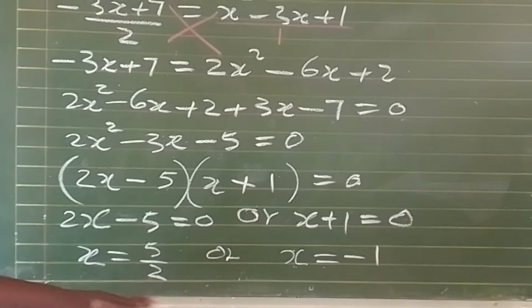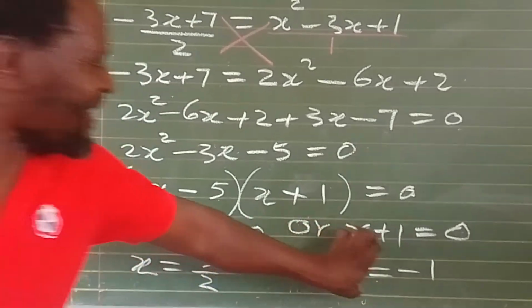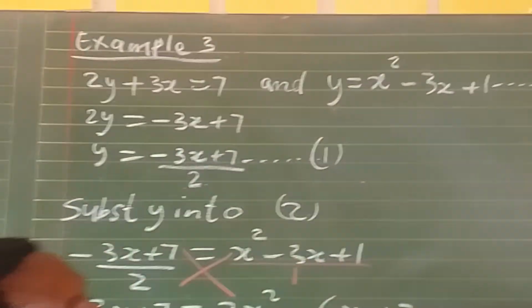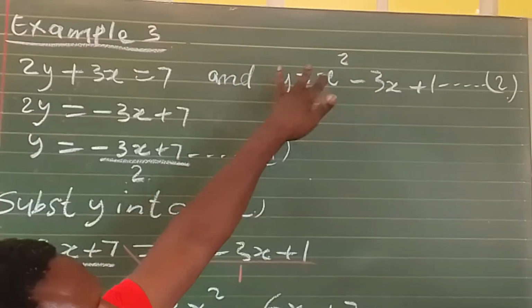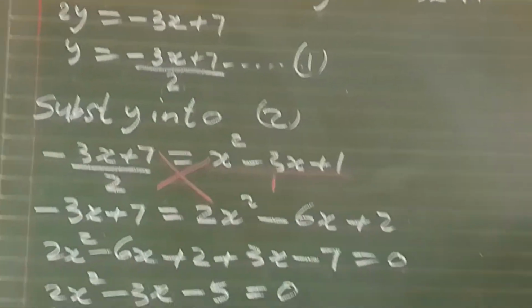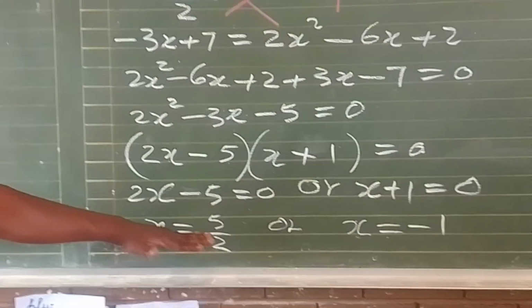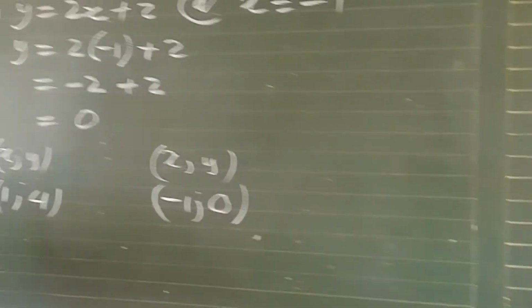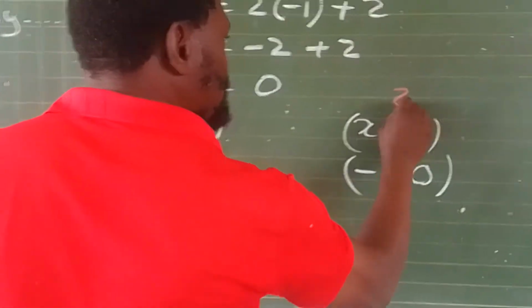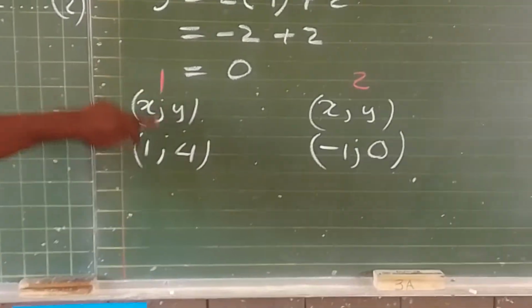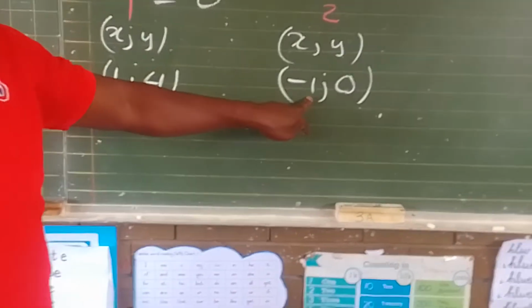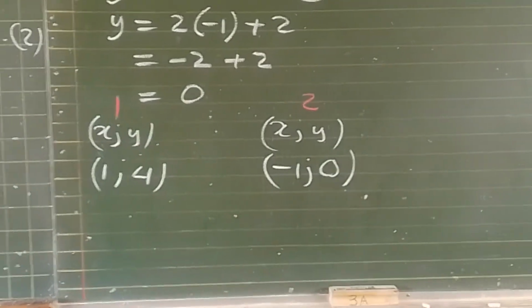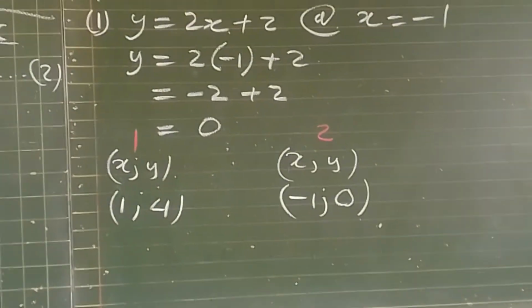By getting two values of x, you have to substitute each x into one of the given equations, whether it's equation 1 or equation 2. In this case, you are going to have two values of y since you have two values of x. To represent it in this format, this is 1, this is 2. The first value of x was 5 over 2, the second value of x was minus 1. So we are going to do the same on the left side as here. Let me fill up the space here.